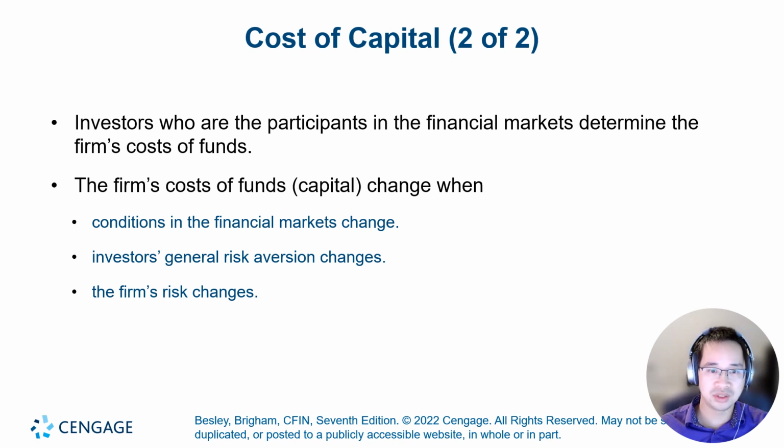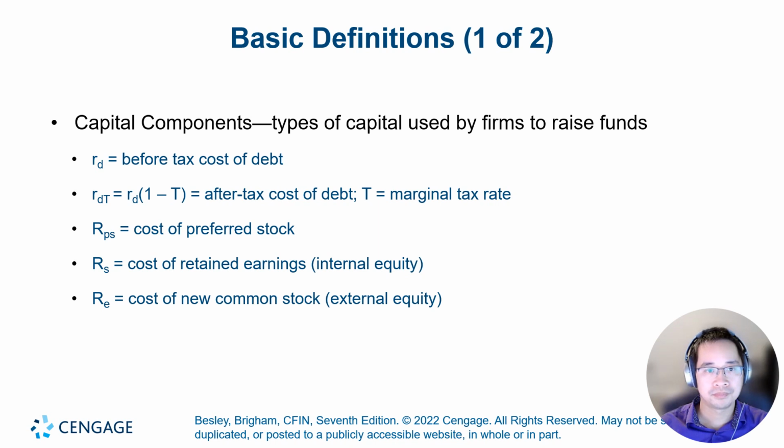The firm's risk is also an important determinant of the firm's cost of funds. Intuitively, a higher rate is required for a firm that is young, small, and risky, and vice versa. The next question is what sources of capital firms use and how to measure these capital components. How can we finance the firm? Well, we can finance a firm using various sources of capital, including debt, preferred stock, retained earnings, and common equity.